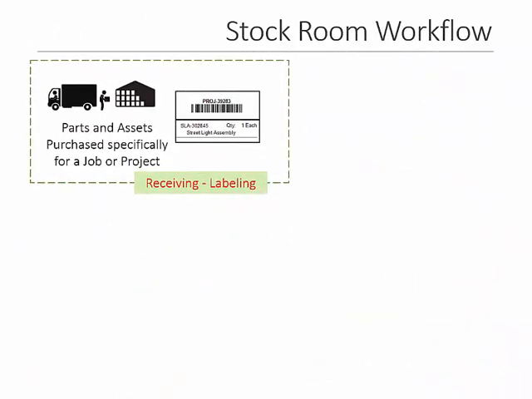Additional support available includes the ability to receive parts purchased specifically for a job or a project. Although those parts may not enter your stock inventory, a label can still be printed to identify the project or job it was purchased and received for.